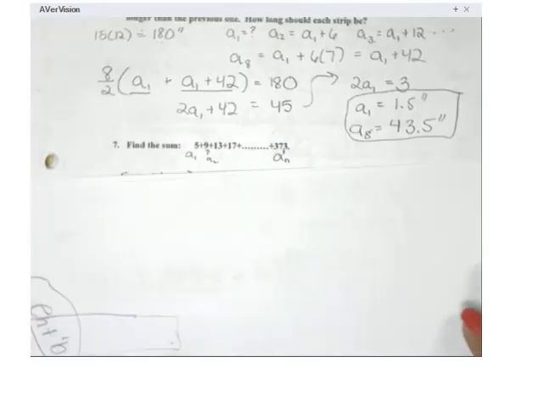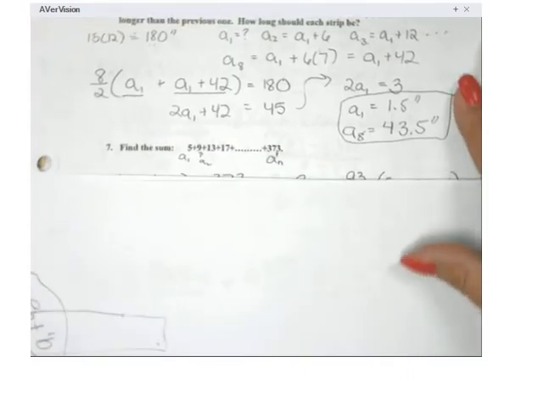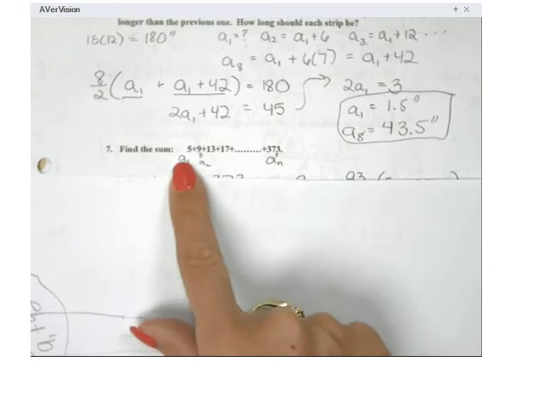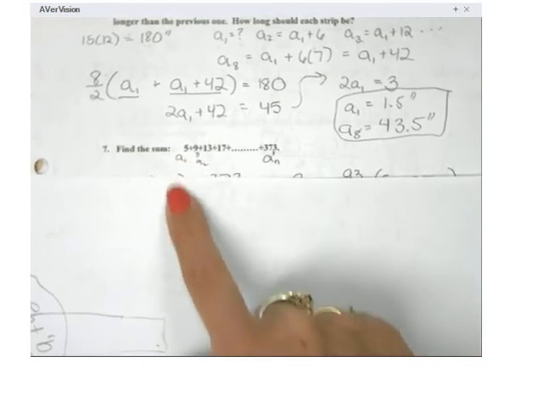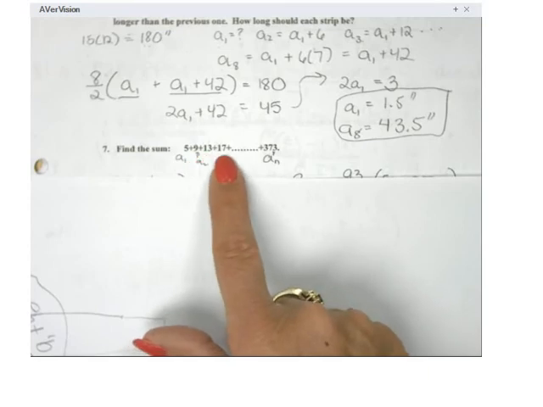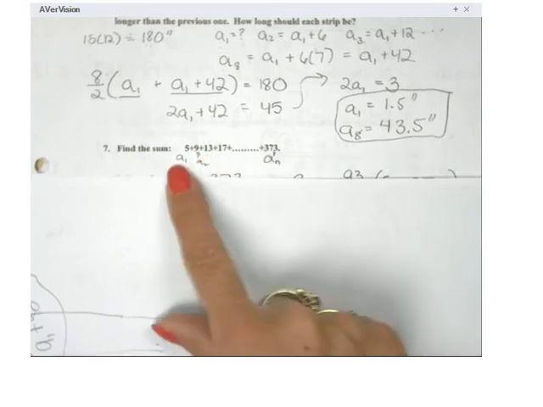Last two examples, just showing you some different ways that the questions can come up. Now I want to find the sum of these numbers. I can see it's arithmetic. You keep adding on 4 each time. My problem is I don't know how many terms I'm adding.